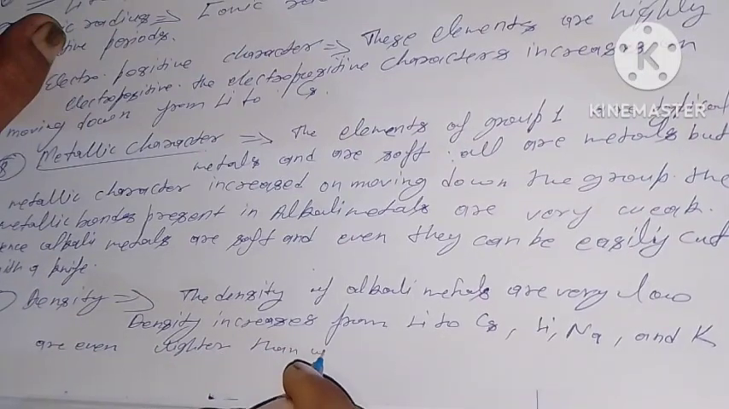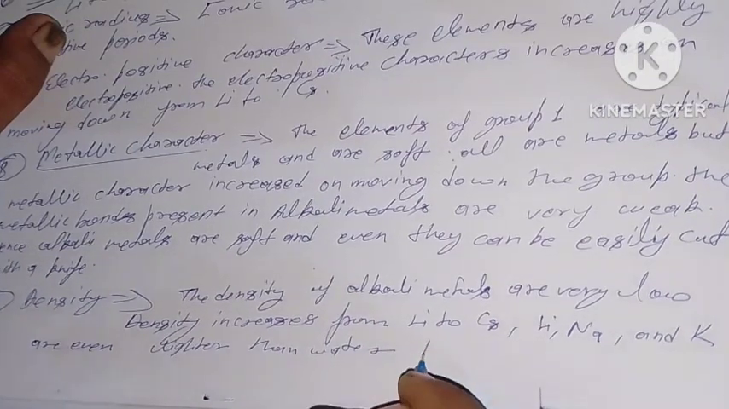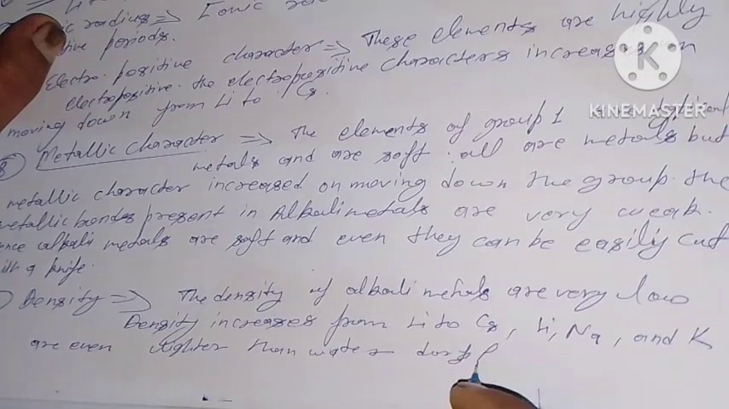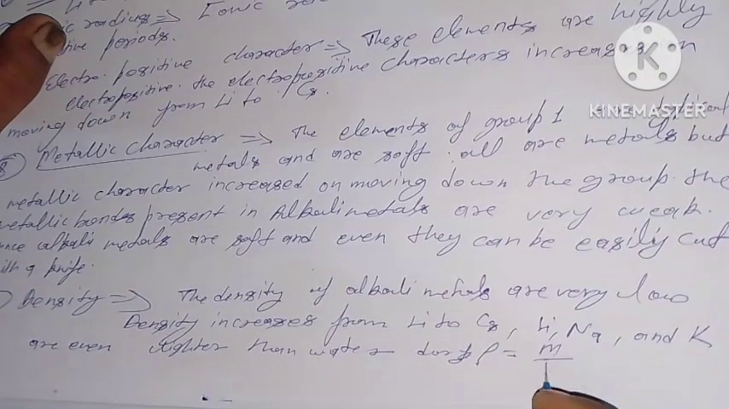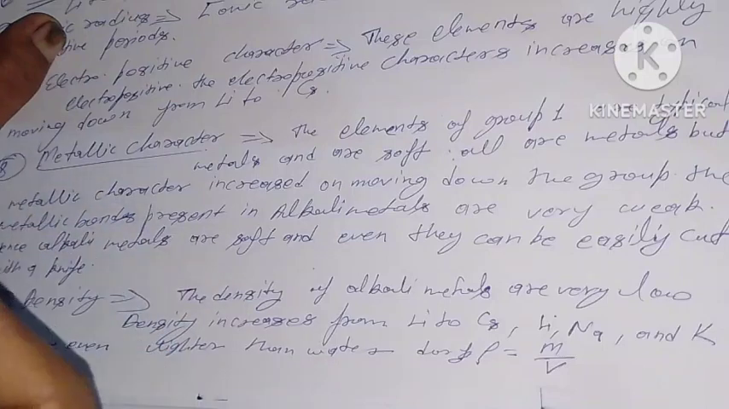As we know, density, D or rho, is mass per unit volume. This is because these metals have larger atomic volume, thus their atoms are comparatively less tightly packed, due to which they possess low density. As we move down the group from lithium to cesium, both atomic volume and mass increase, but the increase in atomic mass is more. This is why the density of alkali metals increases from lithium to cesium.